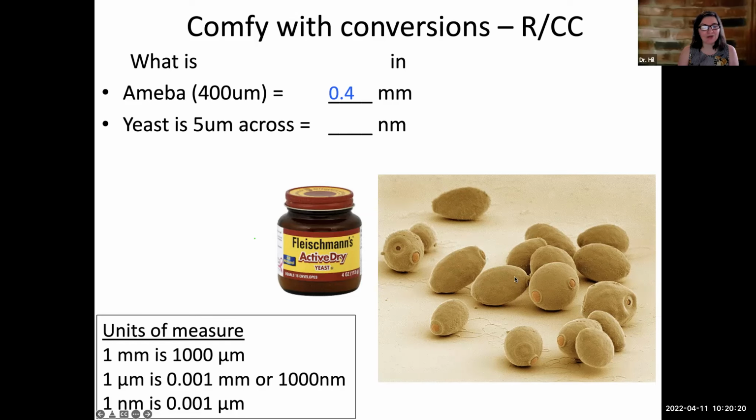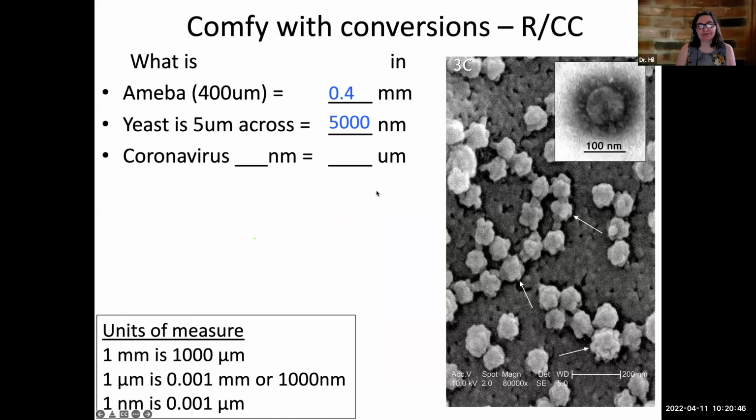Yeast, this is a beautiful pseudocolored electron micrograph of budding yeast. This is the guy that you use if you're making bread. It's also used in the brewing of beer and wine. They're about 5 micrometers at their waist, their equator, if you will. So what is that in nanometers? We're going to a smaller unit. There's going to be more of them. We have to multiply. 5 times 1,000 is 5,000.